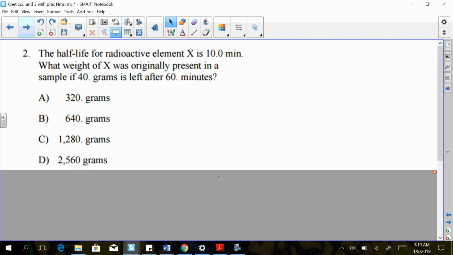Okay, here we go. Here's another one. Now, we are not going to be tested on nuclear chemistry, but nuclear decay, radioactive decay, is a first order reaction. It has a regular half-life. And so if we look at this one, the half-life is 10 minutes. What weight of element X was originally present in a sample if 40 grams is left after 60 minutes?